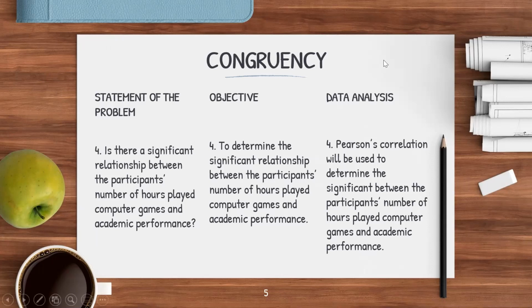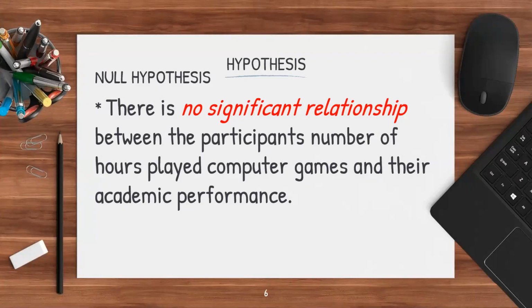As we can also see here, the objective of the study is congruent to the statement of the problem, which is to determine the significant relationship between the two variables. At ang ating data analysis is the Pearson's correlational. Ito po yung gagamit ng correlation coefficient na computation. Ito po yung gagamitin natin na pagko-compute, to find the significant relationship between the participants.